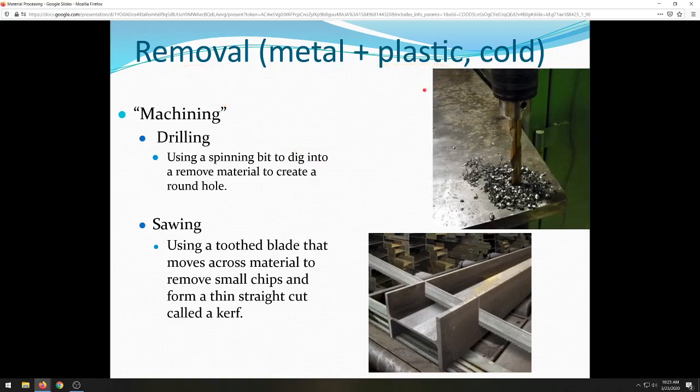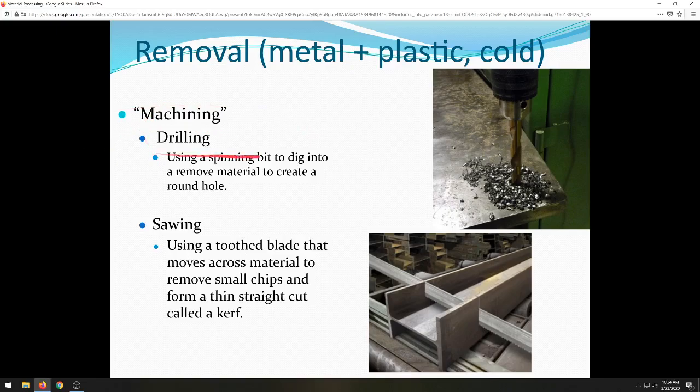So removal, there's a lot to removal because it's so varied. So under the term machining, we even have metal, plastic, and specifically cold metal and plastic machining. So any of these processes that I'm about to talk about can be done with both plastic and metal, and to a certain extent wood. It just looks different with wood.